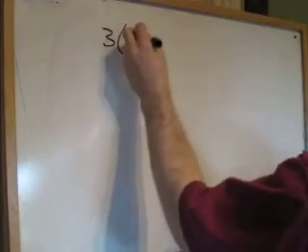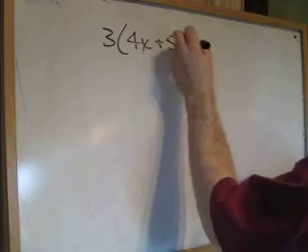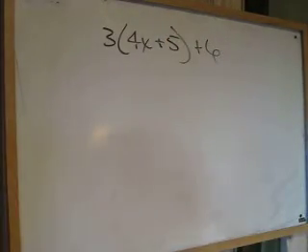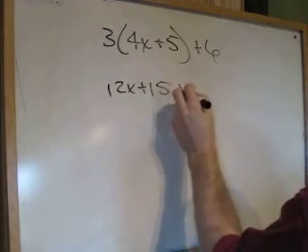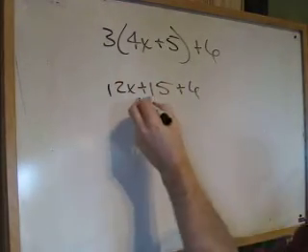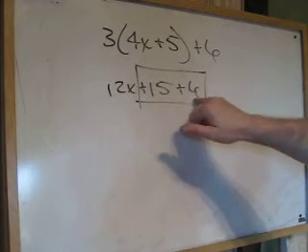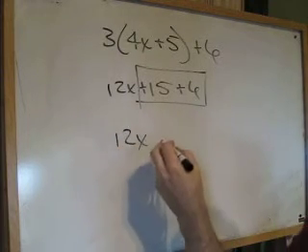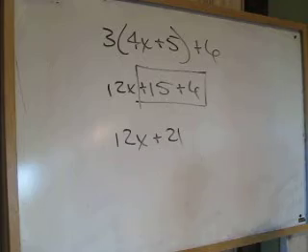3 times 4x plus 5. And then we're going to add a 6 to that. So we're going to do it the same way. Distributive property. And we get 12x plus 15 plus 6. We have like terms here. There's no letter with the 15 or the 6, so we can combine those. The 12x, sorry, all by himself. 15 and 6 is 21, and we're done there.